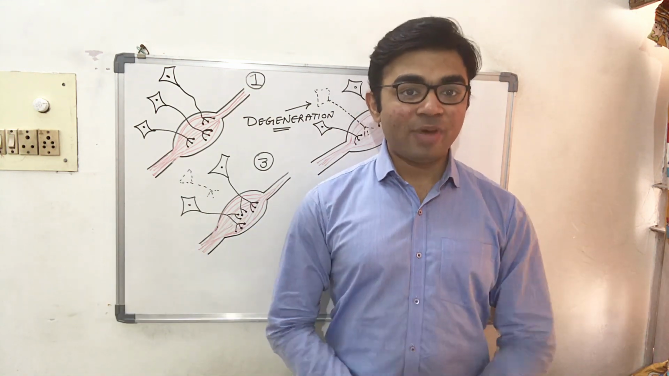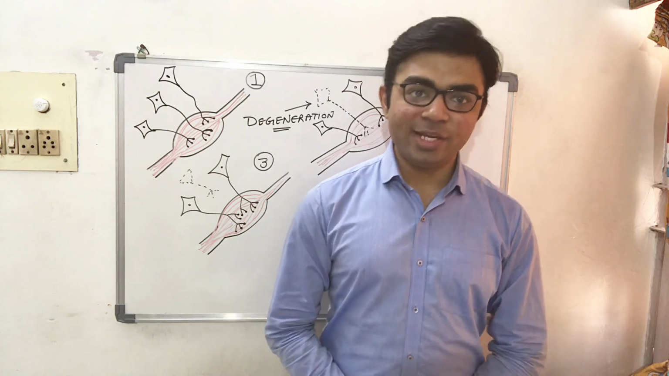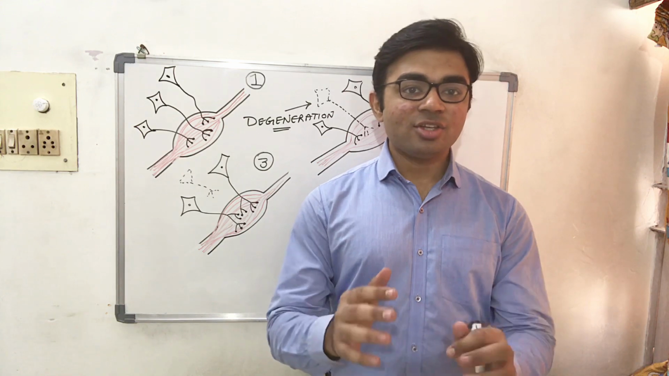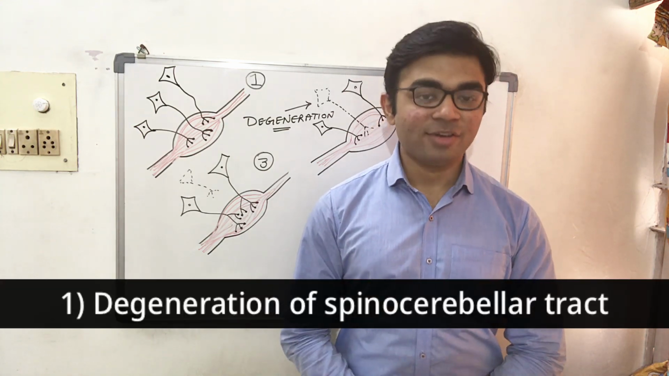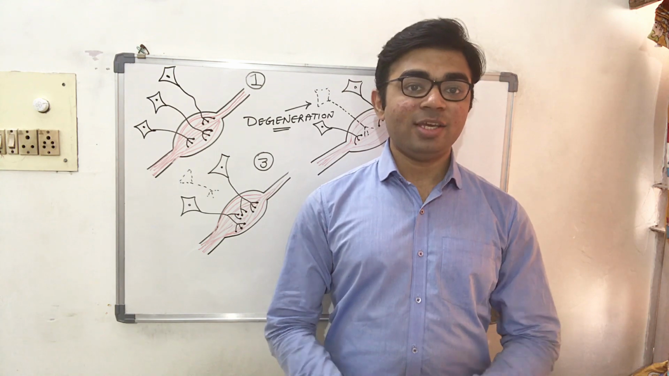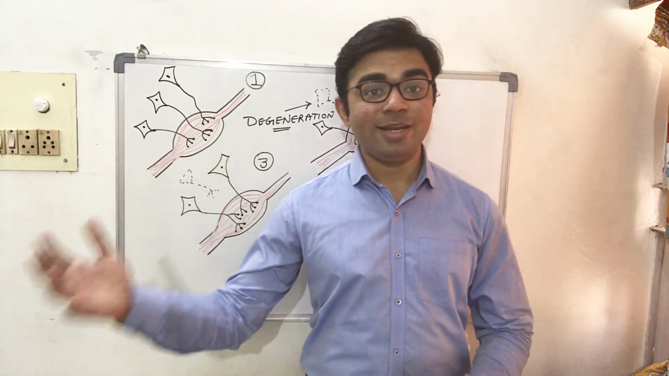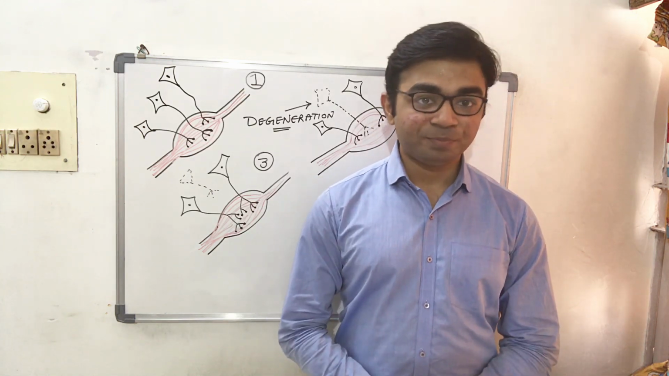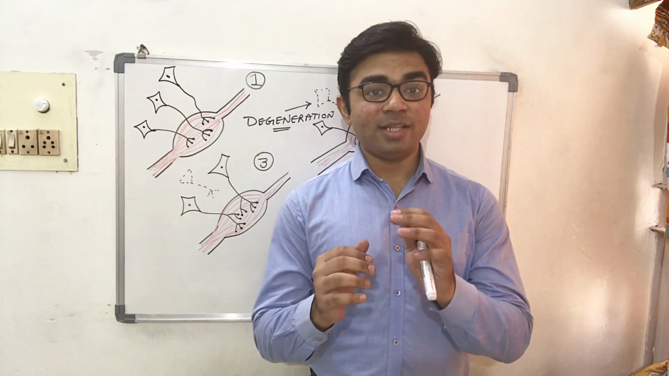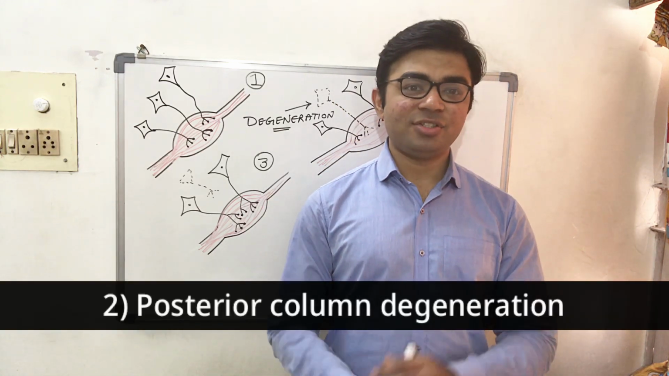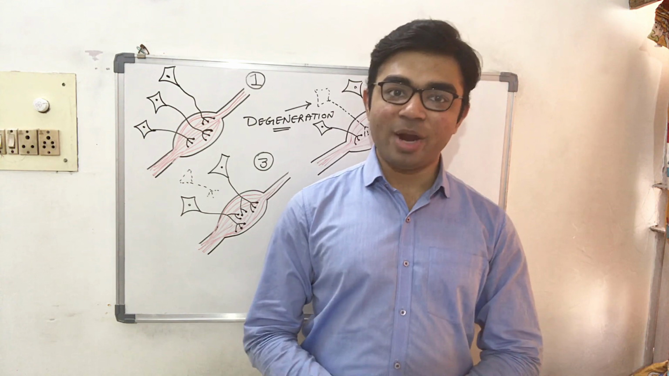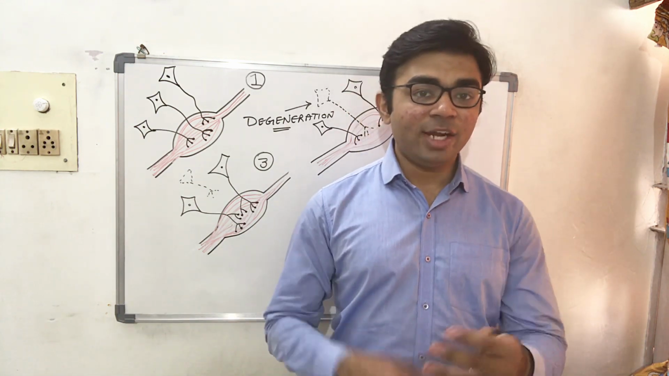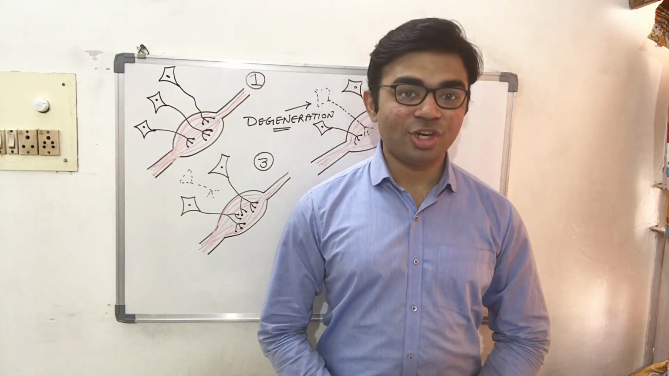In case of a family history, there are certain things which are very common, but very rare in the sporadic. The first thing is degeneration of the spinocerebellar tract, which is very common in the familial ALS, but very rare in the sporadic ALS. And the second thing is the sensory symptoms and the posterior column degeneration, which are very common in the familial ALS, but rare in the sporadic ALS. So we should know these differences whenever we are assessing a patient with motor neuron diseases.